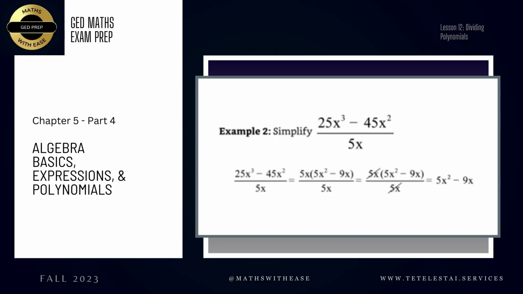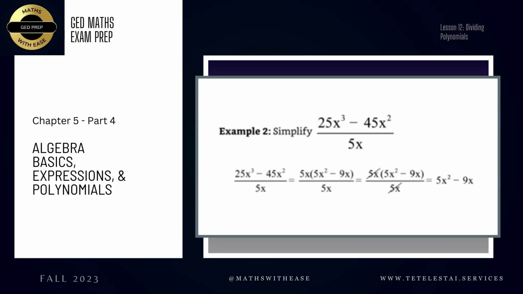So in this example, we're told to simplify 25x cubed minus 45x squared divided by 5x. Immediately when you look at this, you can see that both terms in the numerator contain x, and the denominator also contains x. So you know immediately that you can factor out x, but you need to check how many x's you can factor out. You can factor only by the lowest occurrence.